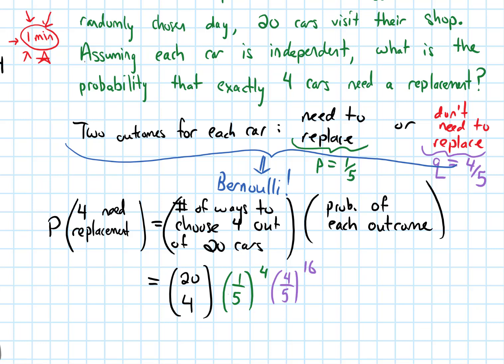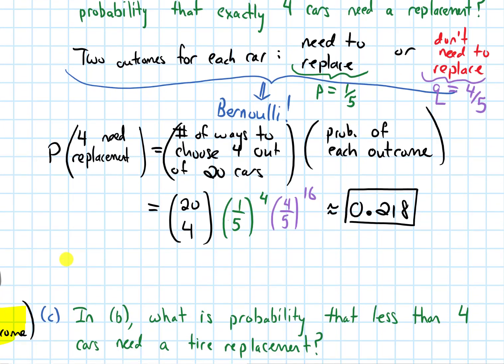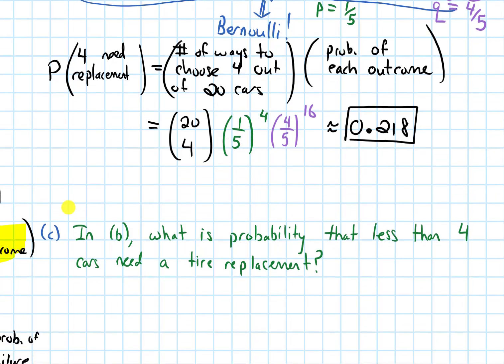All right, so using a calculator to work this out, I'm going to round this to 3 decimal places. This is about 0.218, and that is our answer. All right, so let's go to the next question. So that was part B.